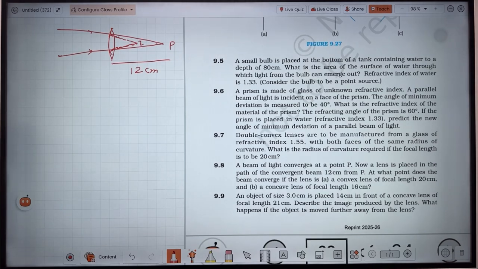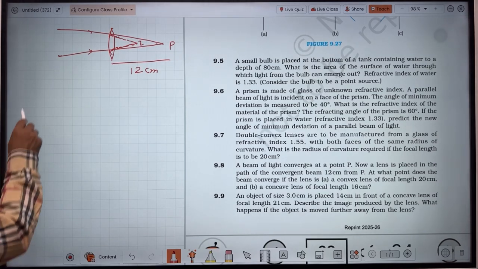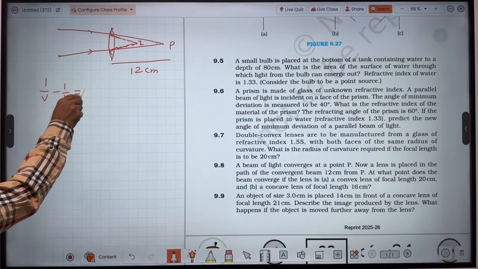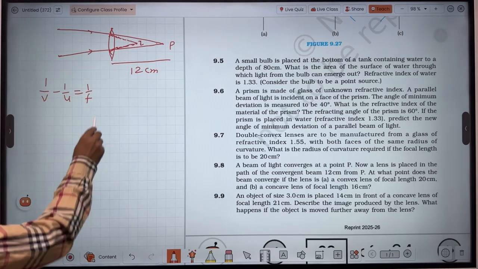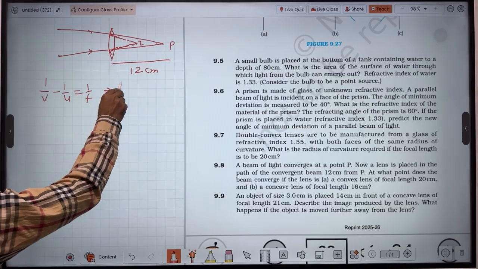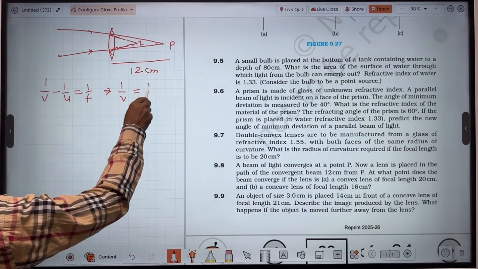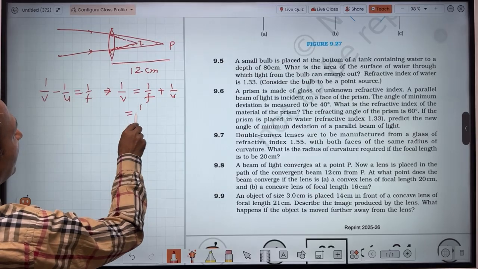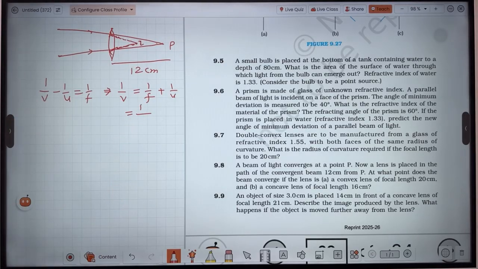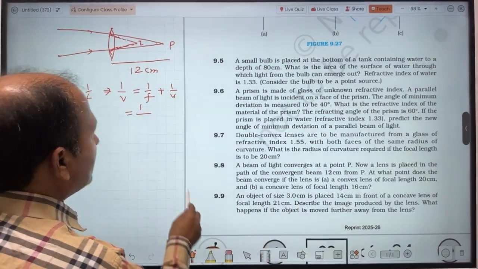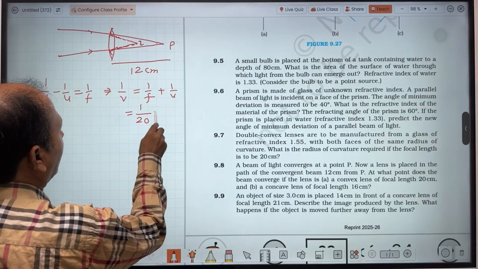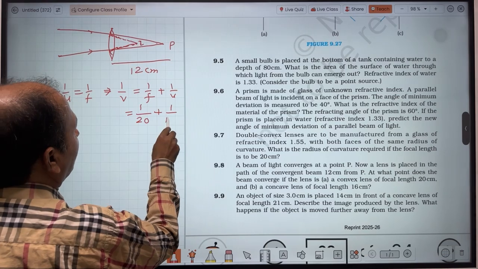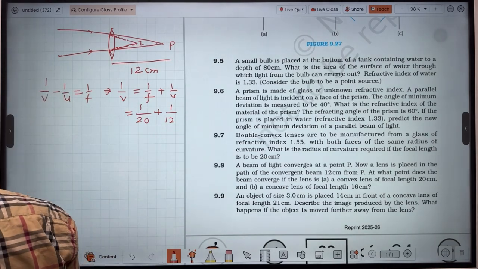So we can use the lens formula. So what is the lens formula? 1 upon v minus 1 upon u equal to 1 upon f. So we have to find out v. So 1 upon v is 1 upon f plus 1 upon u. 1 upon focal length, focal length in this case is given as 20 centimeter and object distance is given as 12 centimeter. It will be positive, right?